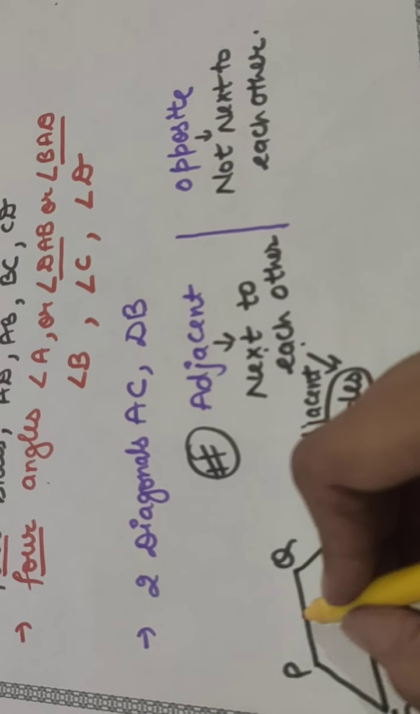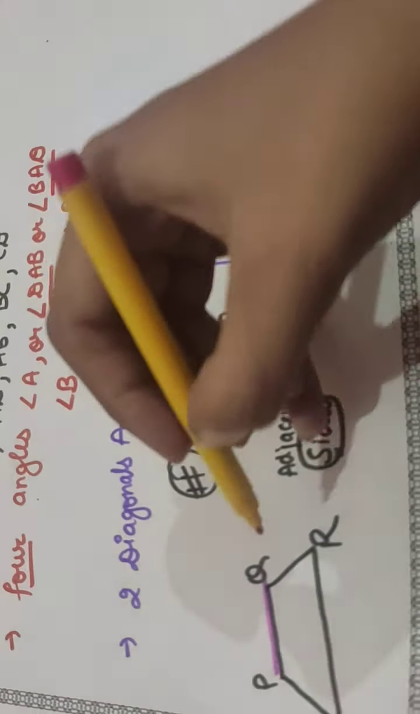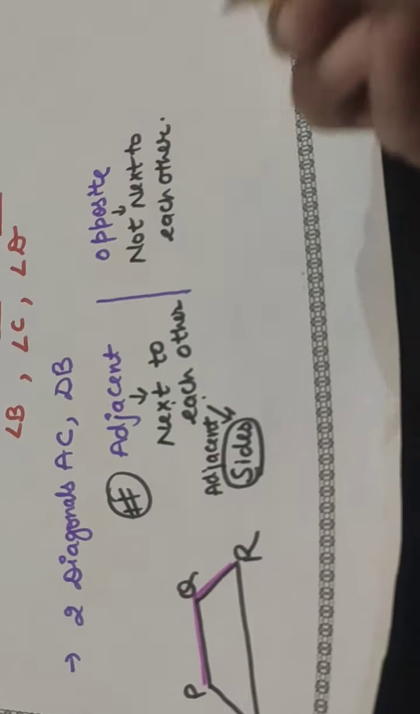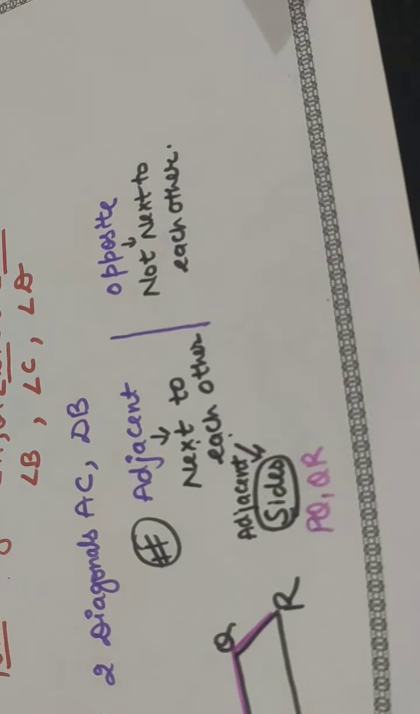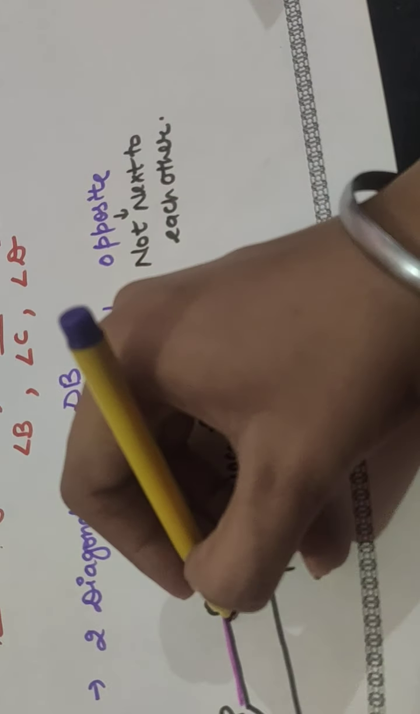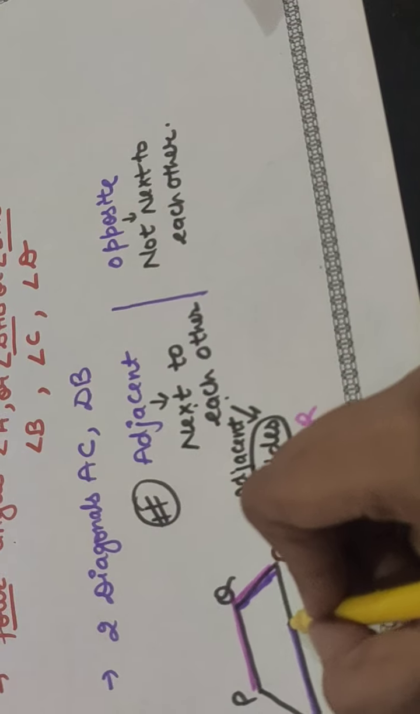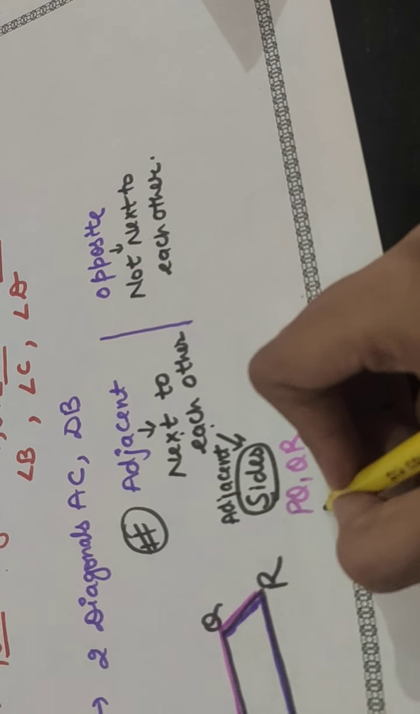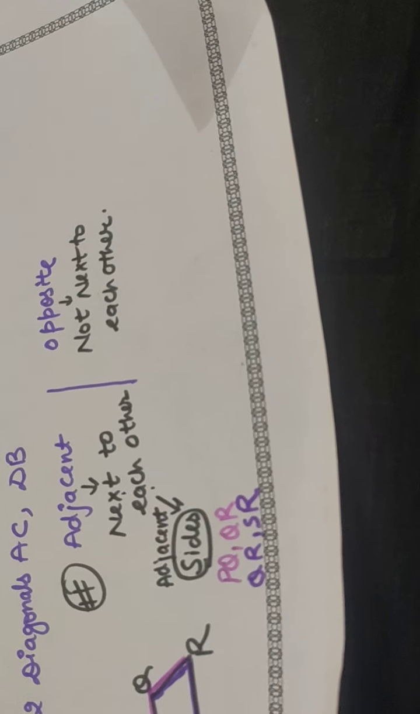See that, this PQ line and this QR line are next to each other. That means they are adjacent sides, PQ and QR. Similarly, you can see that this QR line and this SR line are next to each other. That means they are adjacent sides. Similarly, you can find out other pairs of adjacent sides also.